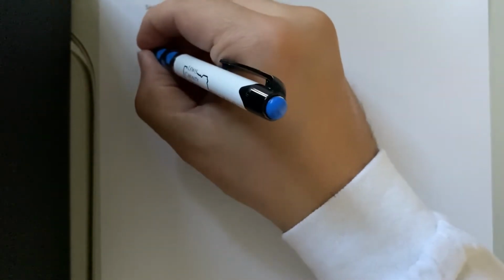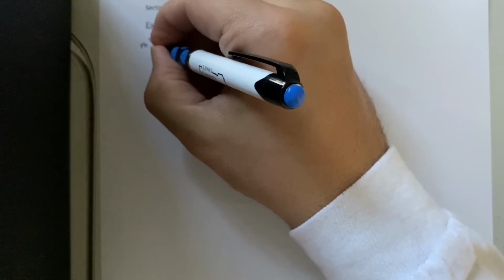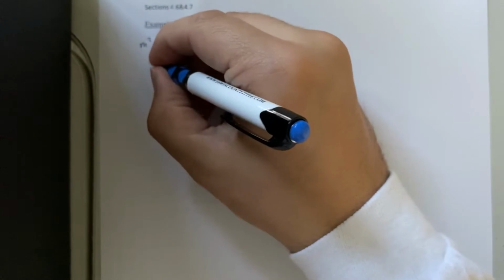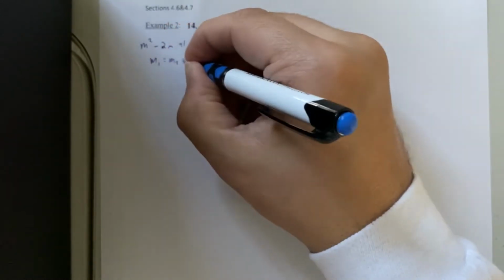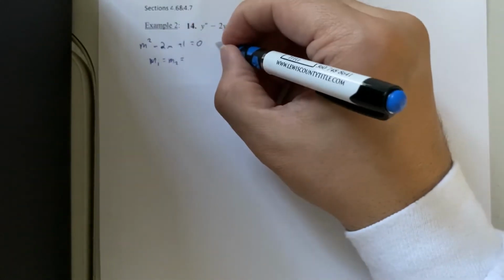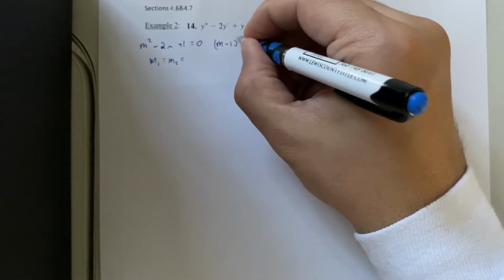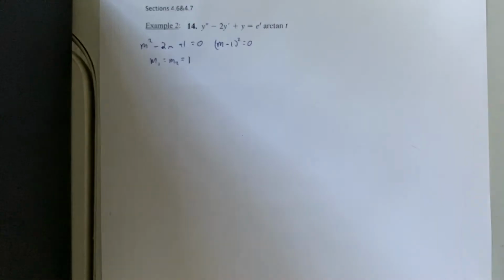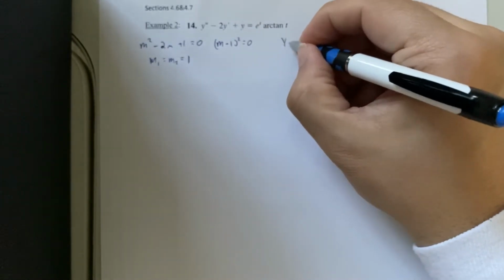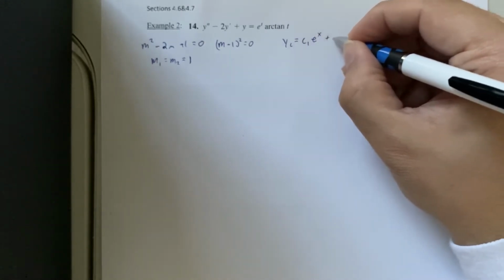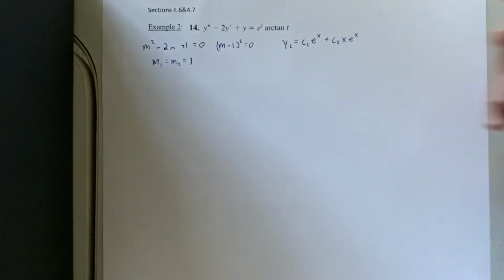differential equation. So I'm going to set up my auxiliary equation, and I'm going to get m squared minus 2m plus 1 equals 0. When I solve, I realize that m sub 1 is equal to m sub 2. When I factor this, I'm going to get m minus 1 squared equals 0. So that means that both m sub 1 and m sub 2 equal 1. So my y sub c is really c sub 1 e to the x plus c sub 2 x e to the x.